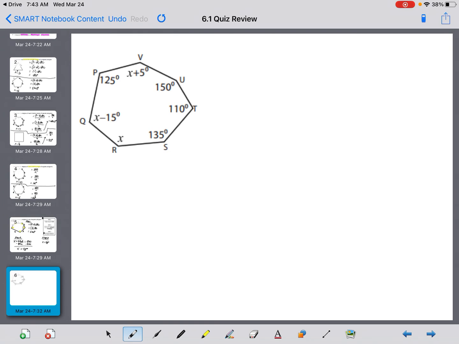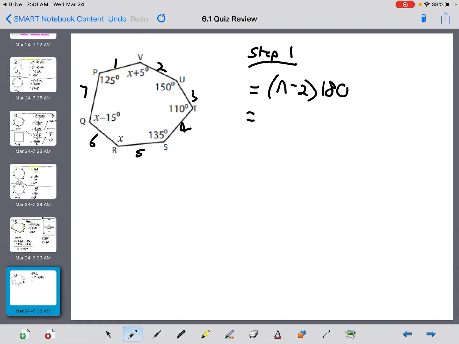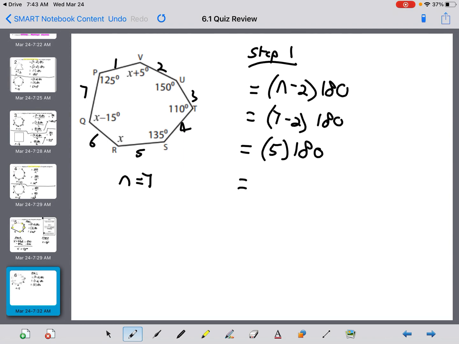Step 3 for the next one is going to be a little more complicated. So again, step 1 is to determine the number of sides and calculate the sum of the interiors. So n minus 2 times 180, and we've just determined that n equals 7 for 7 sides. 7 minus 2 times 180 is really 5 times 180, and in our calculators again, 5 times 180 is 900.